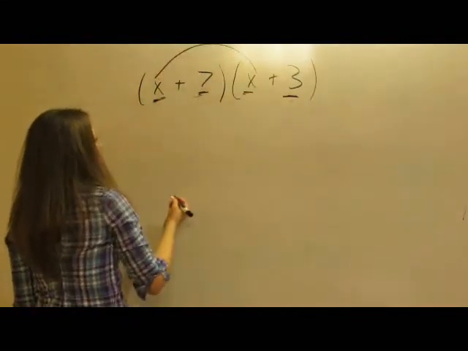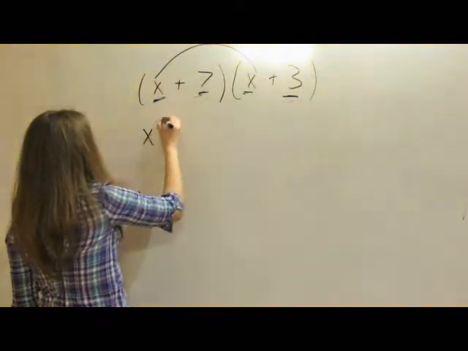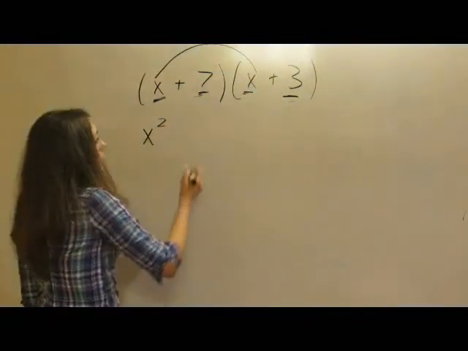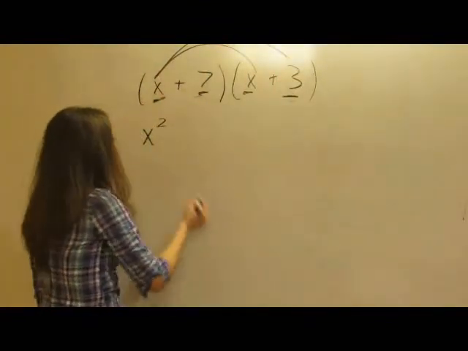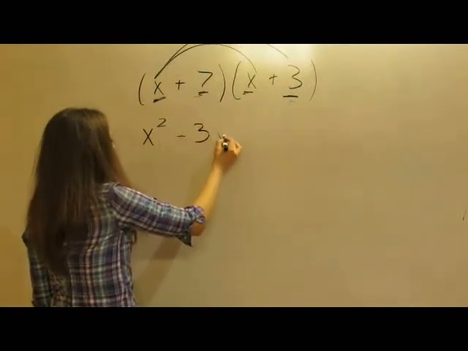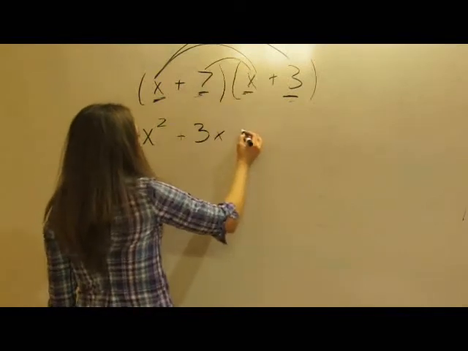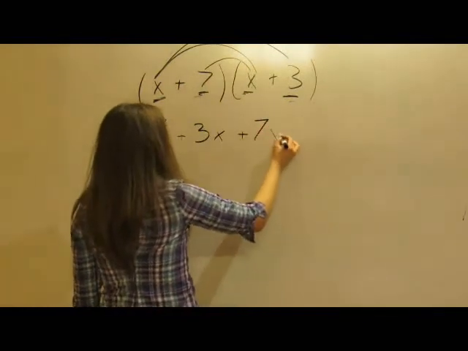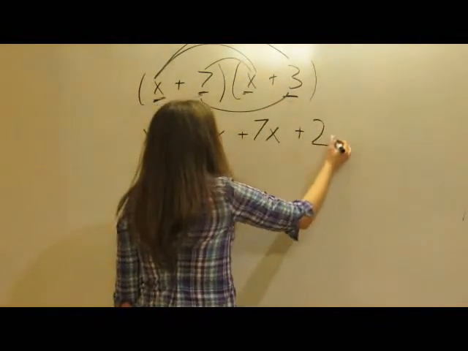First is x times x. We know that x times x is x squared, so we can write that down. Now let's multiply the outside. We have x times 3. So we can write down plus 3x. And we have the inside, 7 times x, which gives us 7x. And then we have the last, 7 times 3, which gives us 21.